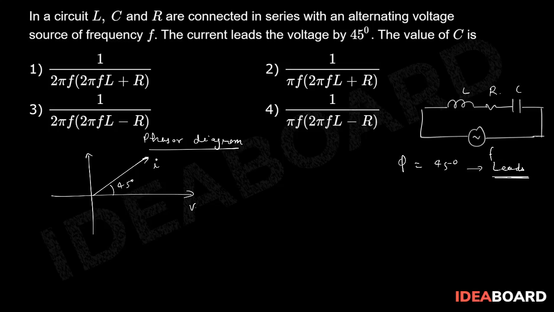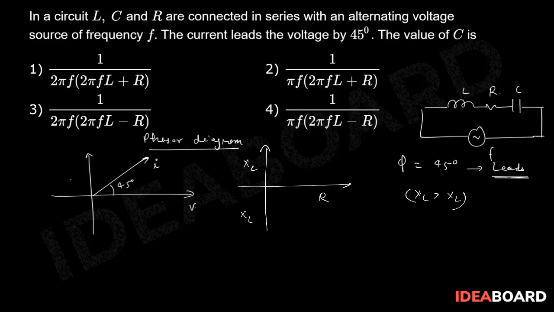So in order for the current to lead, what should be more? If I draw another diagram just to show you, if this is the current and voltage, this is the resistance, this is XC, the reactance of the capacitor, and the reactance of the coil. So if the current leads, that means XC will be greater than XL, perfect.